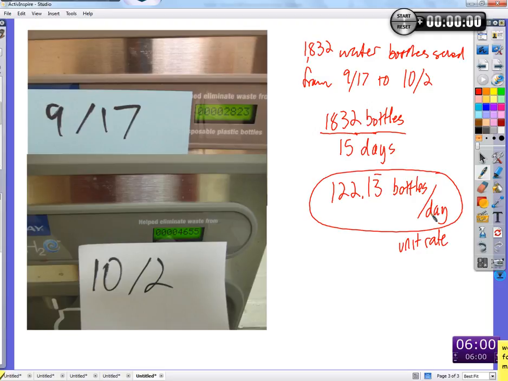Work for a couple minutes and see if you can come up with something. How can we figure out what day we should have 50,000 bottles saved? When should we celebrate 50,000 bottles saved? What date? From this day. Should we plan to do that? Right. Sometime in November. Why November?